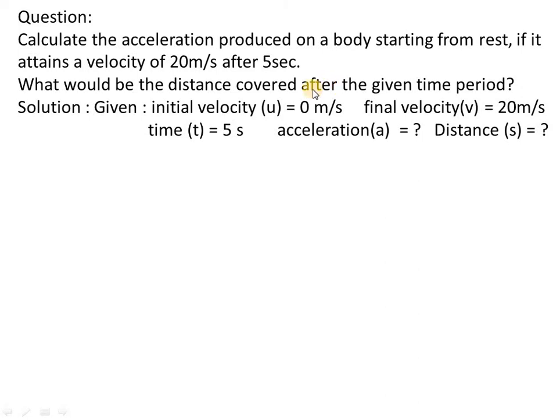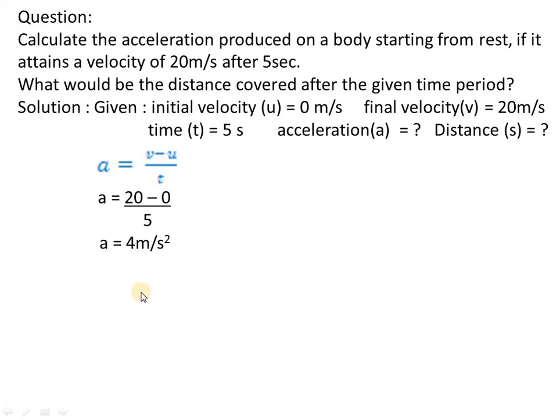Now, according to the physical quantities given to us, u is 0 because it starts from rest, final velocity is 20 meters per second and time is 5 seconds. Now to calculate the acceleration we have the formula a is equal to (v minus u) upon t. Putting the values of v, u and t, we get acceleration as 4 meters per second square. Here in this case we can use either of the two equations of motion to find the distance. Either it is s is equal to ut plus half at square or 2as is equal to v square minus u square.